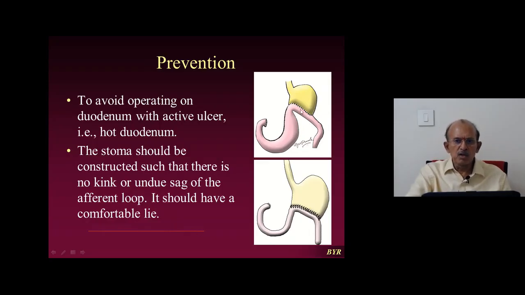The gastrojejunal stoma should be constructed in such a way that there is no kink or undue sag of the efferent loop. So this is the afferent loop and this is the efferent loop. The efferent loop should not be sagged. That means there is no loop formation. If a loop formation is there, that will lead to the duodenal blowout by distension of the duodenum. So see that there is no kink or undue sag of the efferent loop. It should have a comfortable lie.